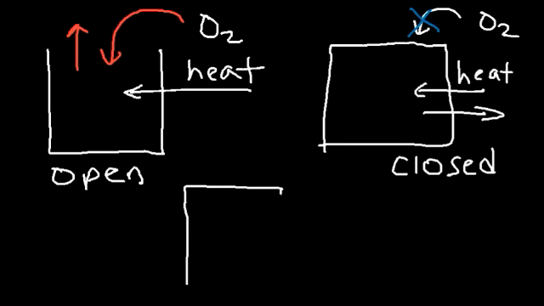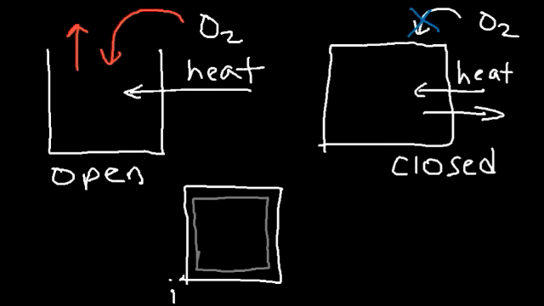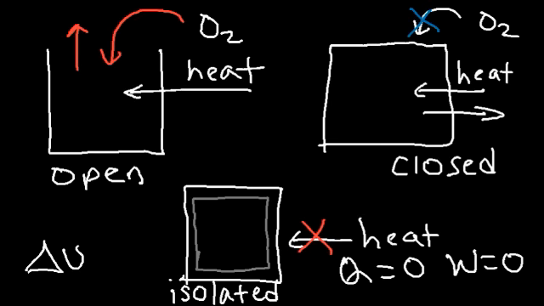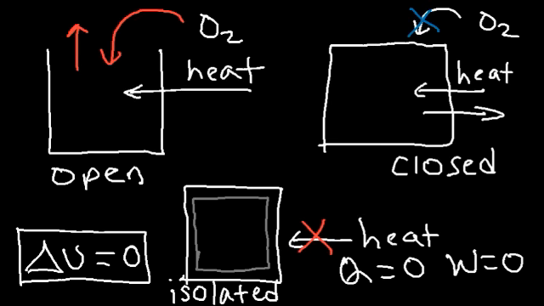Now, in an isolated system, no energy or matter can flow into or out of it. So because heat can't flow into it, Q is equal to 0. And no type of energy can enter the system, so that means there can be no work done on the system or by the system. So W is 0, which means that the internal energy is constant. So the change in internal energy of an isolated system is always 0. So keep that in mind.